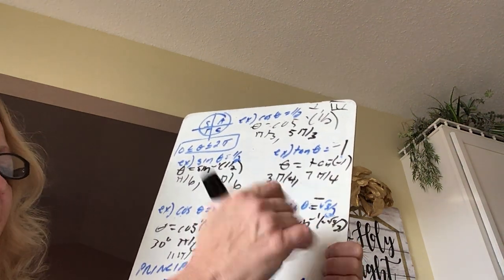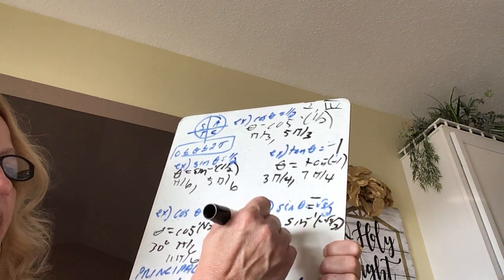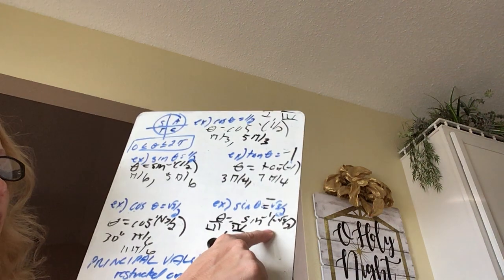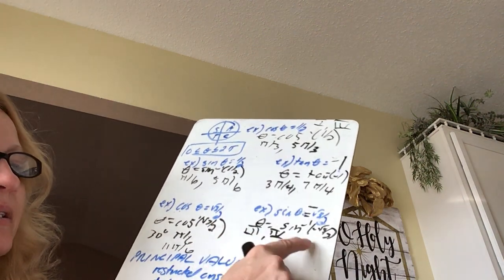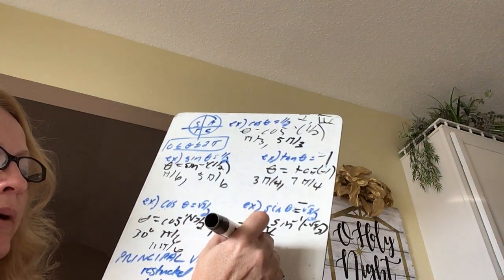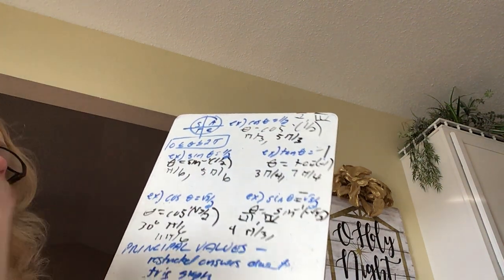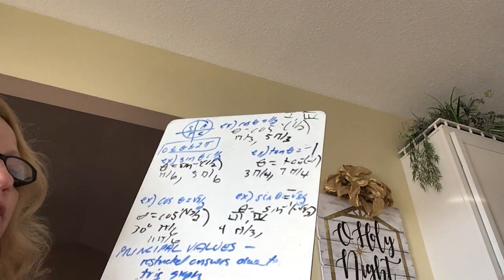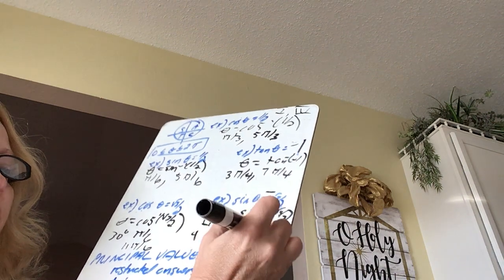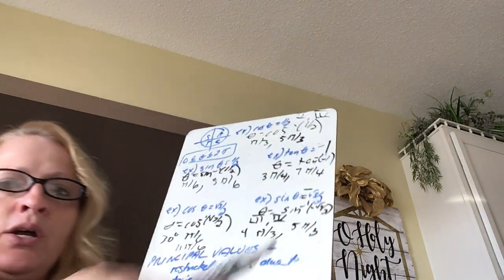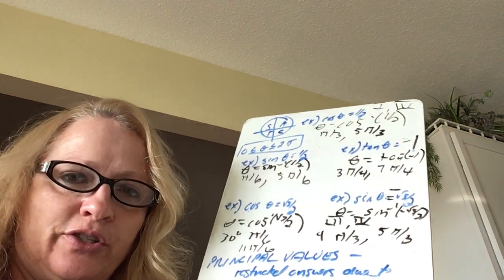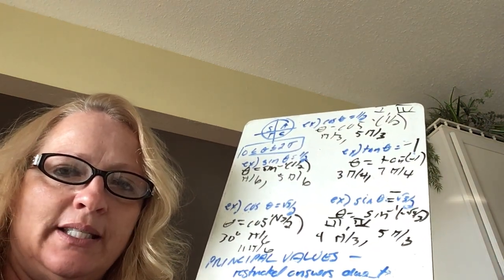However, where is sine negative? It's negative in quadrants 3 and 4. So, what angle in quadrant 3 uses 60 as a reference? Well, that would be 240 or 4 pi over 3. What angle in quadrant 4 uses 60 as a reference? That would be 300 or 5 pi over 3. So, when we're asked to find angles, I don't care what the directions are, we're always finding angles between 0 and 2 pi.